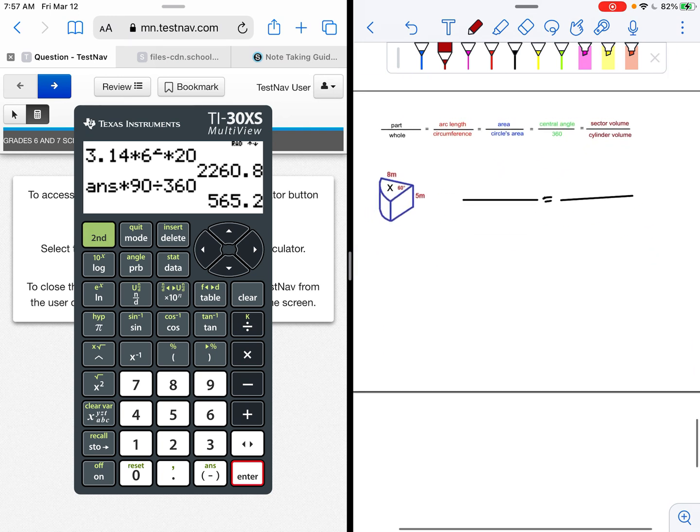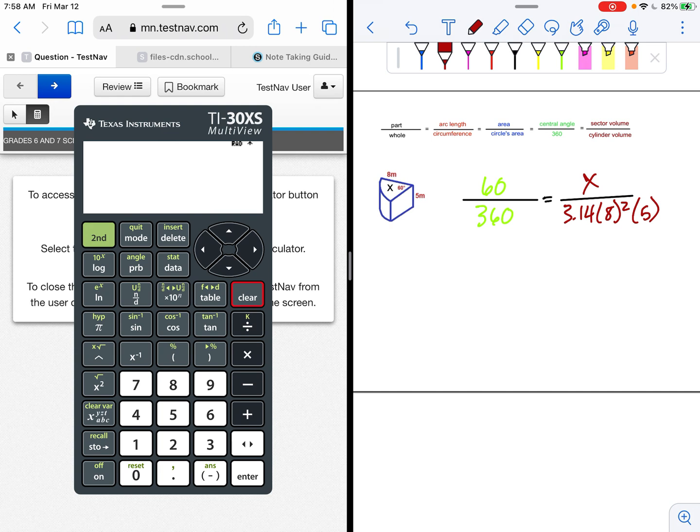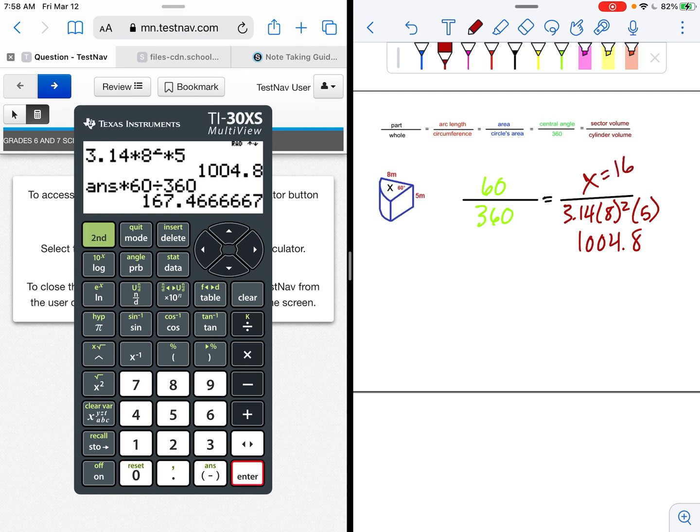So here's another one that's a central angle, so let's just do one more of these. Central angle is 60, always over 360. We are looking for this, and I can find this because I gave you radius, which is 8 squared times 5. So let's clear this out. So 3.14 times 8 squared times 5. So this is 1,004.8. Now I'm going to cross multiply, divide, so times 60 divided by 360. And so I'm just going to round to the nearest tenth, 167.5 meters cubed.